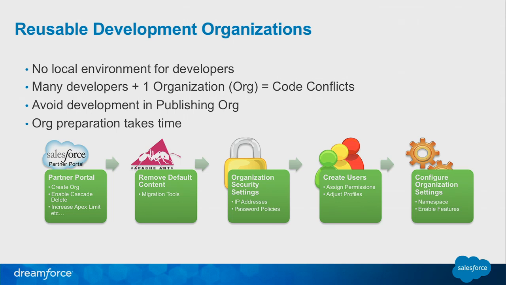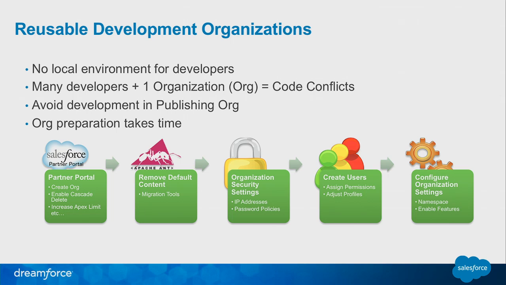Then we have other security settings to enable, so we need to make the org available from within our office. So we have to add in the IP addresses. We have 10 or more developers, and when you create the org, you only get one user, so we have to create those users. And then there's other settings that you might need to enable. So for example, you might want to turn on product scheduling or some other options. But all of these tasks take a long time, so whenever you need a new dev org, it's a big delay before it's ready to go.